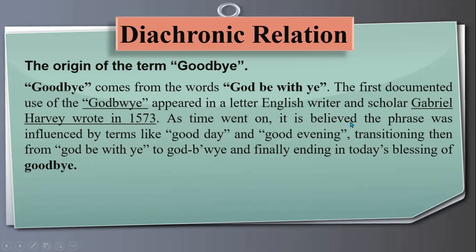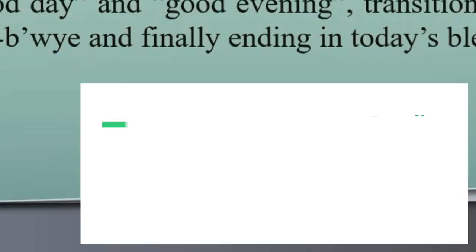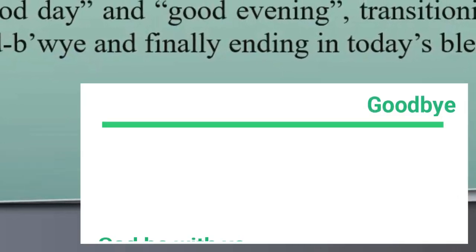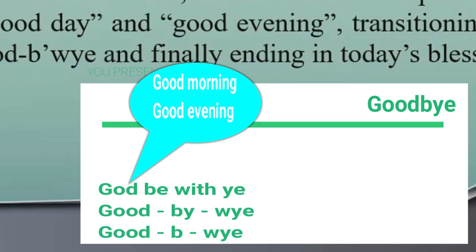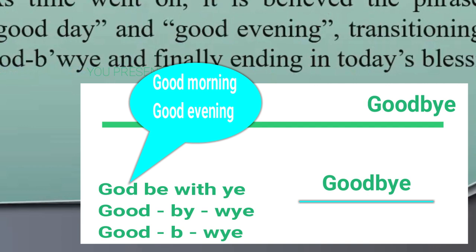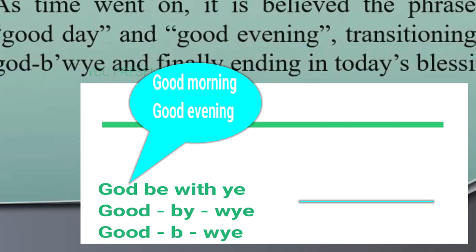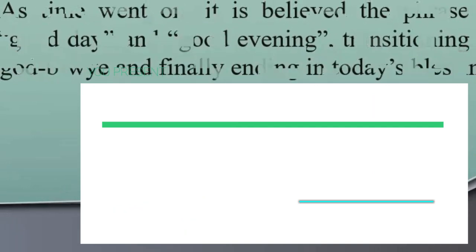As time went on, it is believed the phrase was influenced by terms like good day and good evening, so it transitioned from God be with ye to God be wi' ye, and finally to today's word, goodbye. So you see how changes occurred with the passage of time. This historical understanding of terminologies is the diachronic relation in linguistics.